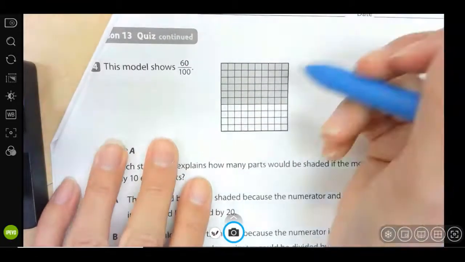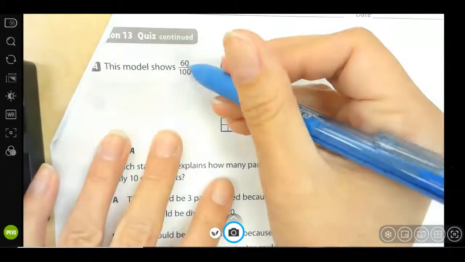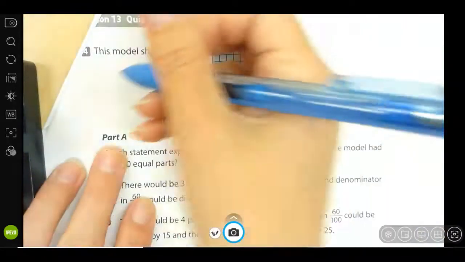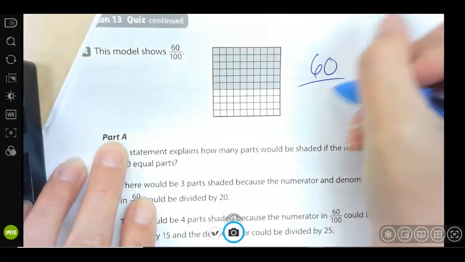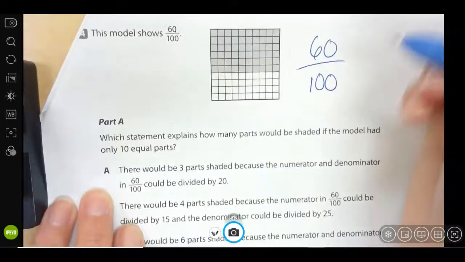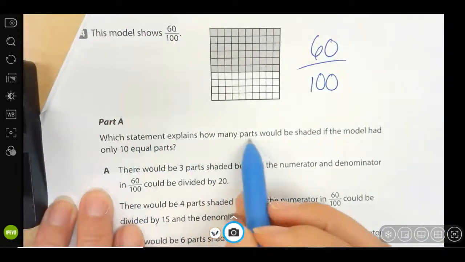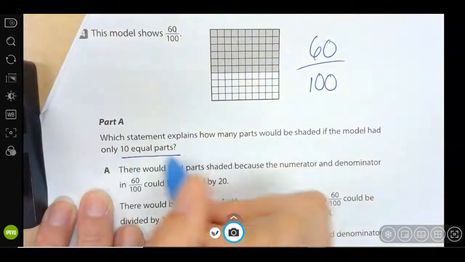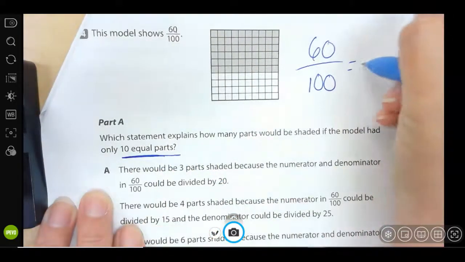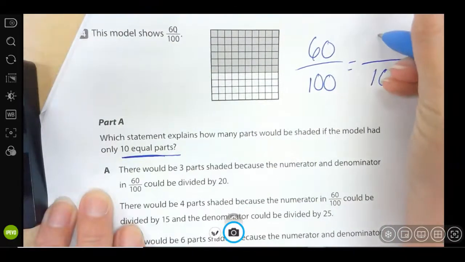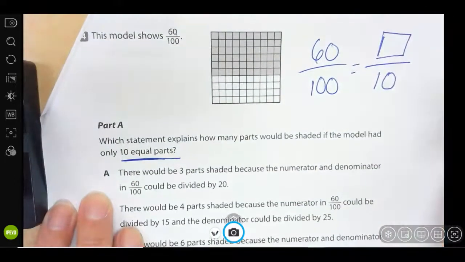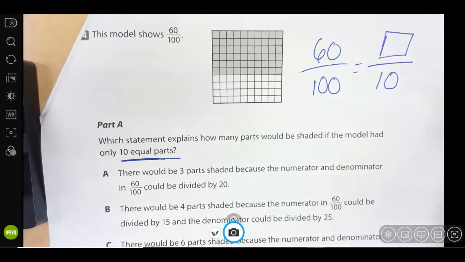Let's review this one. So we have a fraction of 60 hundredths. So on your board, write 60 hundredths. But the question asks us, which statement explains how many parts would be shaded if the model had 10 equal parts? So we're going to make this a 10 here. On your whiteboard, find the missing number for me. Good job.